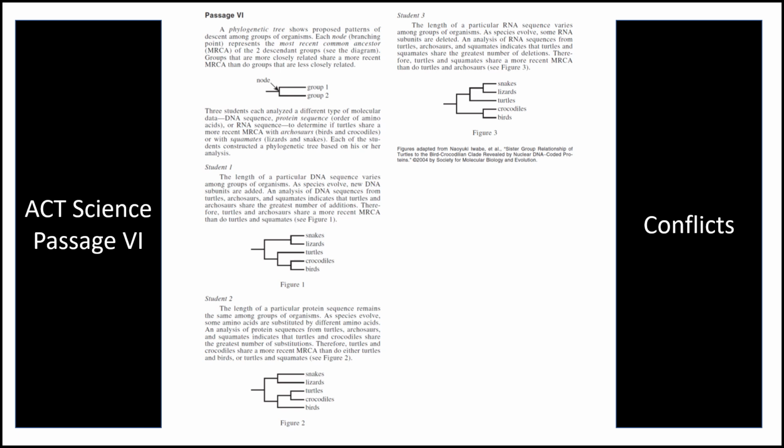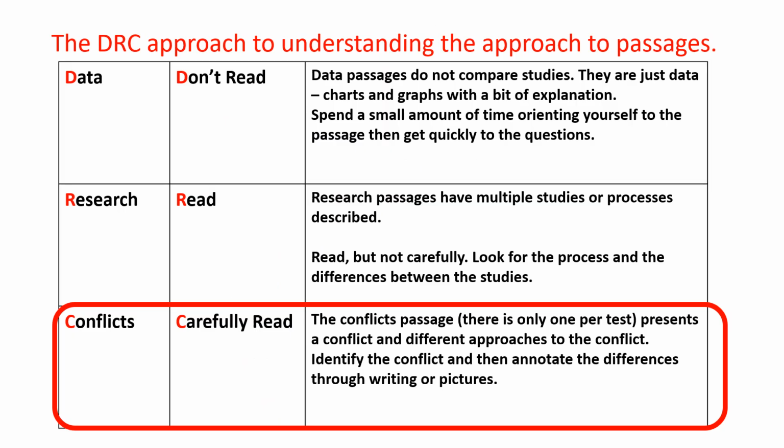This is ACT Science Passage 6. This is a conflicts passage. There's only one conflicts passage per test, and in our DRC approach, C stands for conflicts and carefully read. You want to spend a bit more time in the passage before you move to the questions, understanding the conflict and the differences between the viewpoints. Then the questions can go pretty quick.